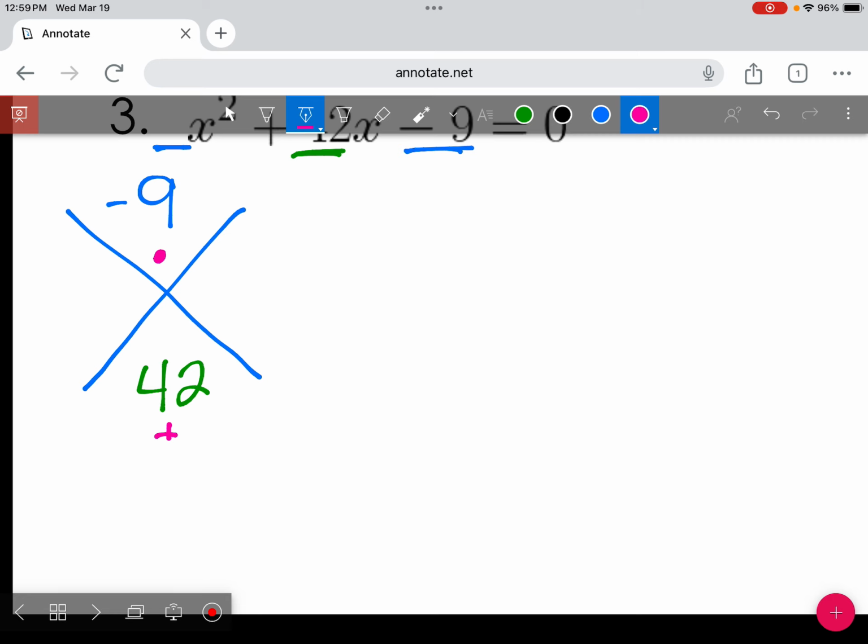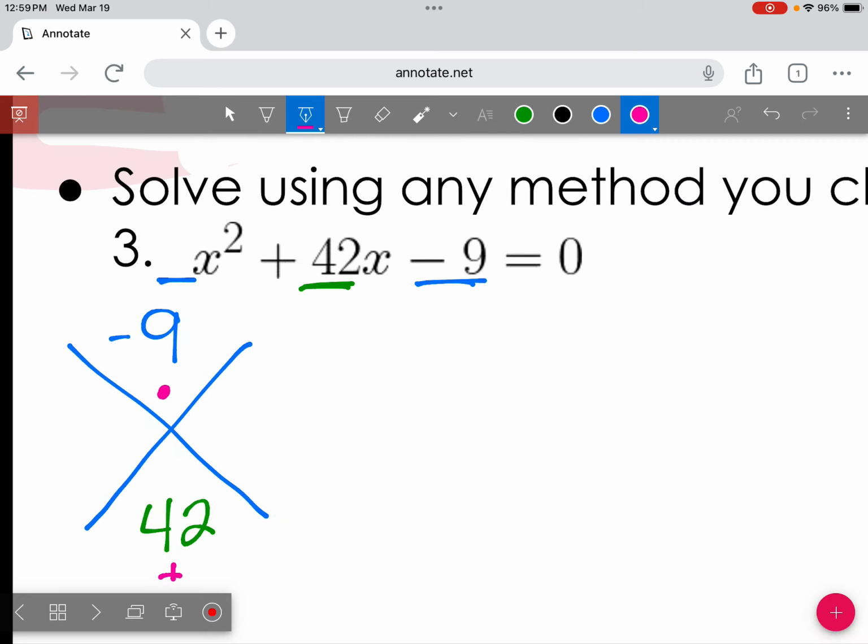Think of the things that multiply to make 9. Things that I know that multiply to make 9 would be 1 and 9 and 3 and 3. Do either of those have a sum of 42? So does this factor? No, it was such a good thought. What other method could we use?